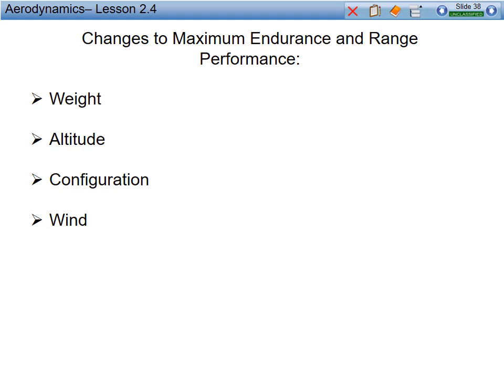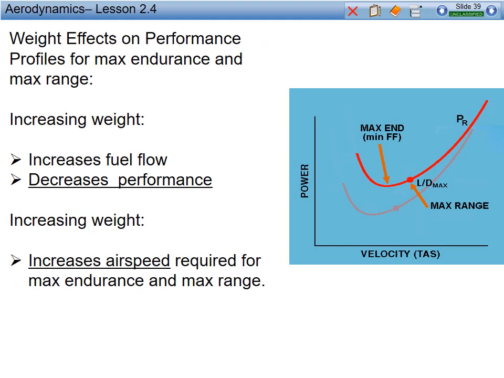Changes to maximum endurance and maximum range profiles. We will look at weight, altitude, configuration, and wind. Weight affects performance profiles for maximum endurance and maximum range because an increase in weight increases the velocity at which you need to fly, along with the drag that is produced by the increased lift required. This will increase your required fuel flow and thereby decrease both your maximum range and maximum endurance performance.